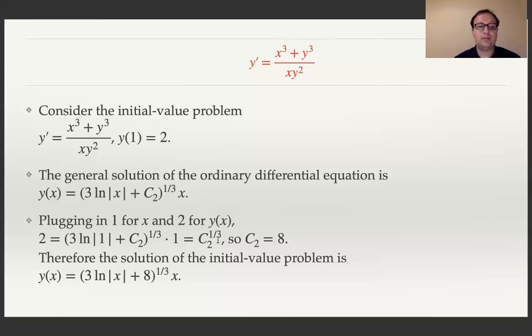And then the solution of the initial value problem is 3 times natural log of absolute value of x plus 8, everything raised to the power 1/3 times x. So this is the solution of this initial value problem that we obtained by plugging in the initial condition and computing the constant c. And we got that c was 8.